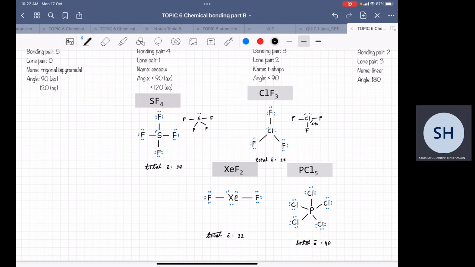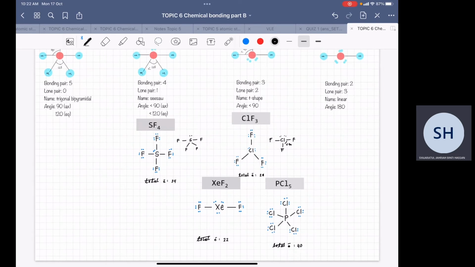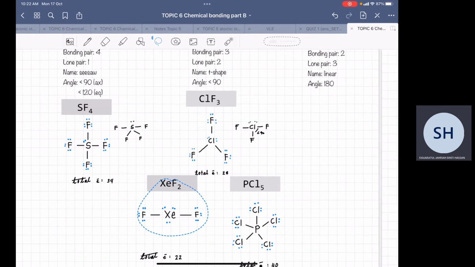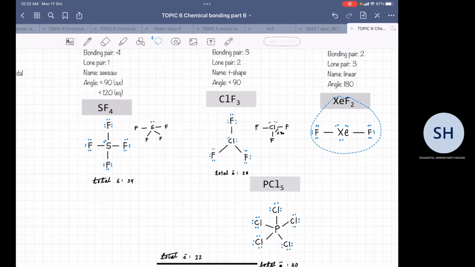Next we look at XeF2. Its total number of electrons is 22, so you must calculate. Don't assume it has only 2 electron groups. It has 5 electron groups, 3 of them lone pairs and only 2 bonding pairs. So it belongs to linear. Where is linear? Okay, linear here.